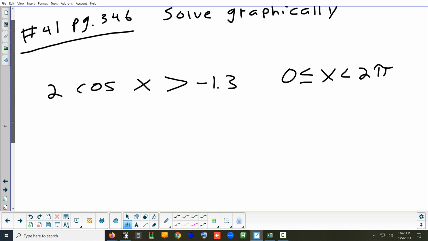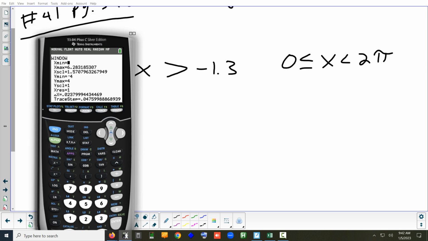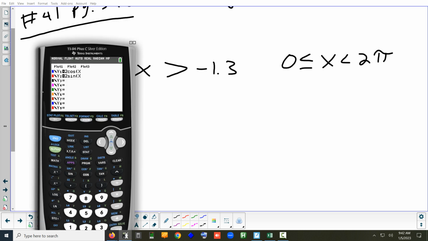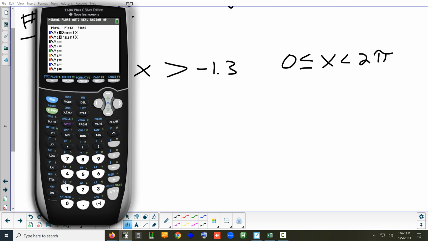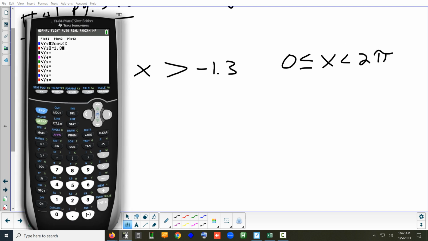Okay, well, let's start the same way. We're going from 0 to 2 pi. That's pretty common. So once you put that in there, you're probably pretty much set with your window. Put in 2 cosine x in y1. Put in negative 1.3 in y2. And we're looking for where the cosine wave is above the horizontal line. That's what we want to know. Where is the wave above the horizontal line?